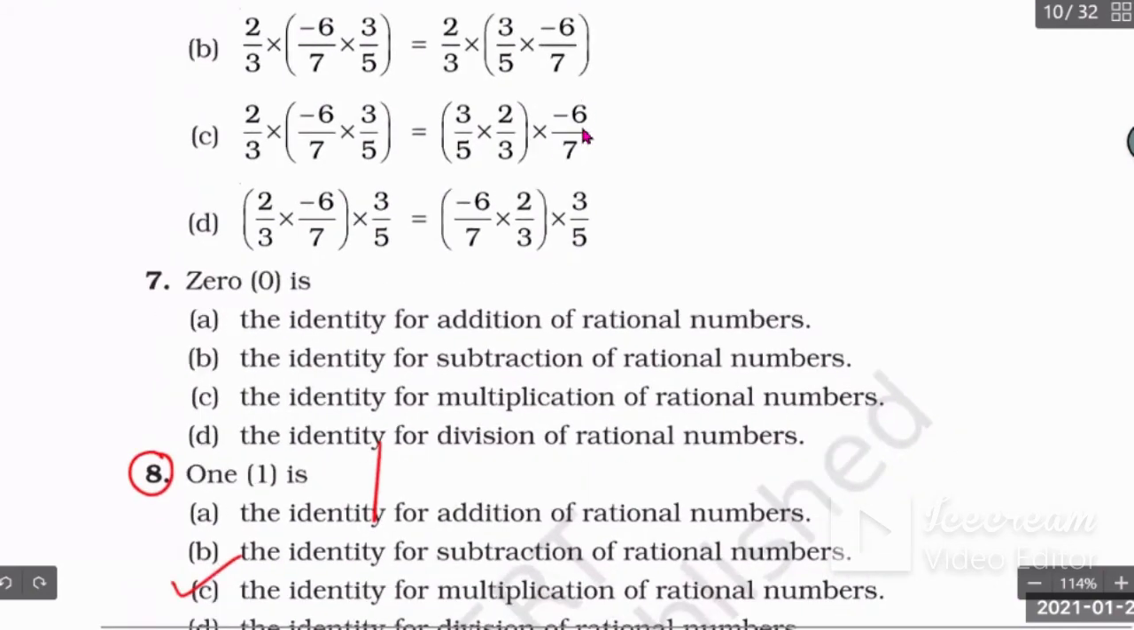Question number 7. The identity for addition of rational numbers. 0 is the identity for addition of rational numbers. Okay.